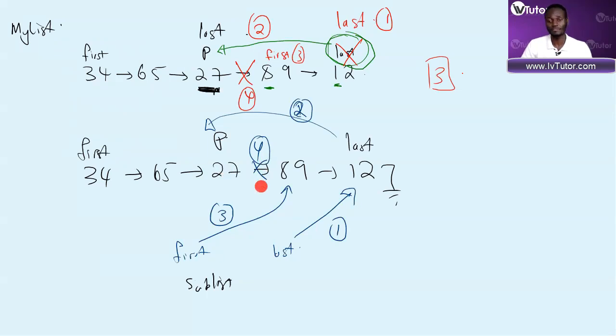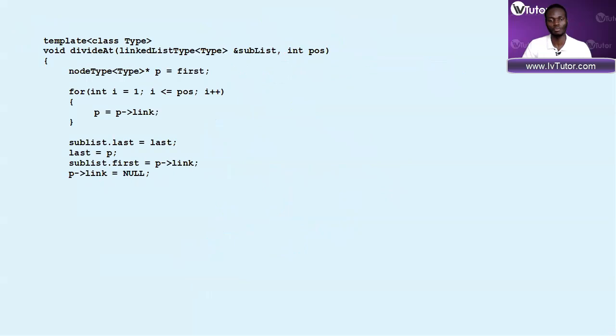Now the last thing I have to do is update my counts. So I can now go and say sublist dot count equals the original count minus pos, and my current count equals my pos, and I have divided my list.